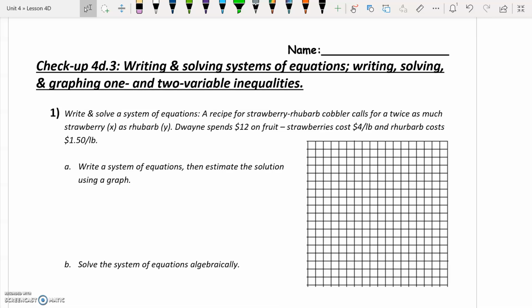So on this first problem, the first step is writing the system of equations, and most people did pretty darn good with the equation where they were describing the cost, or how much you spent on fruit. So the $12 on fruit, $4 a pound on strawberries, and $1.50 a pound on rhubarb. And so most people correctly got something like 4x plus $1.50 times y equals $12.